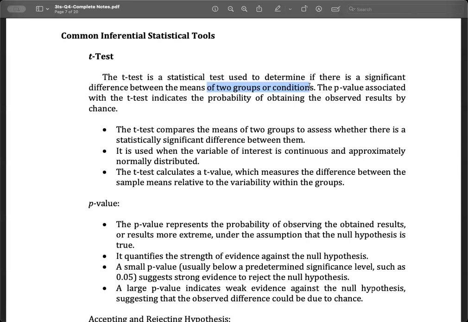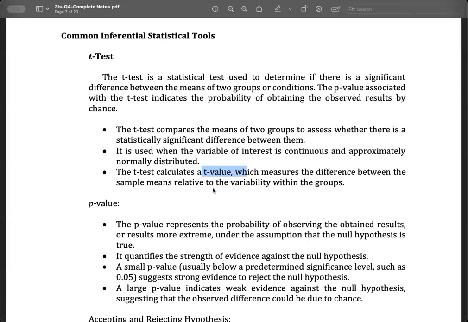Okay. Now, remember that the p-value, so I mentioned about the p-value a while ago. The p-value associated with the t-test indicates the probability of obtaining the observed results by chance. There. And remember that the t-test only compares two groups, but if you will have more than two groups, it's going to be a different test. And it is used when the variable of interest is continuous and approximately normally distributed. So, yeah, this one explains the parametric requirement for the use of t-test. So it calculates a t-value which measures the difference between the sample means relative to the variability within the groups.